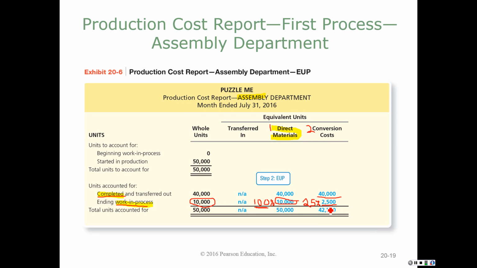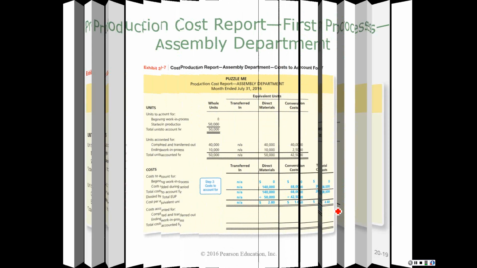And so when we add these together, we come up with 42,500 equivalent units. Okay, these are the equivalent of completed units that we have to account for. Right? This is important, okay, because we want to calculate cost per unit, and I need completed units or the equivalent of completed units to be able to do that.